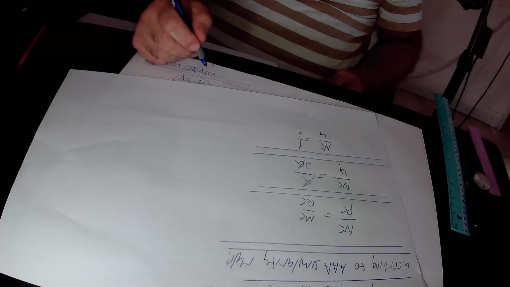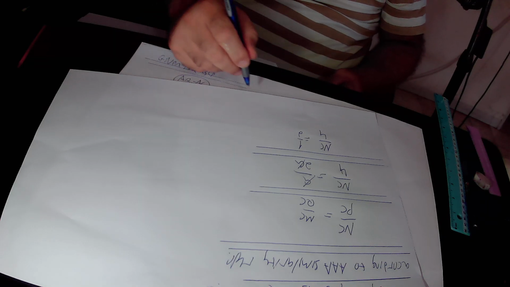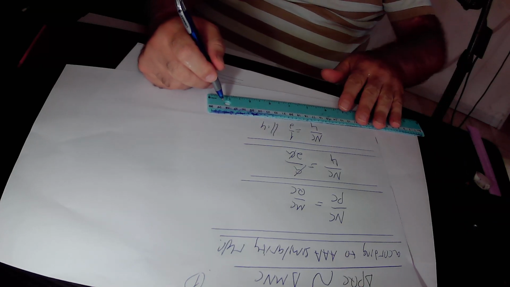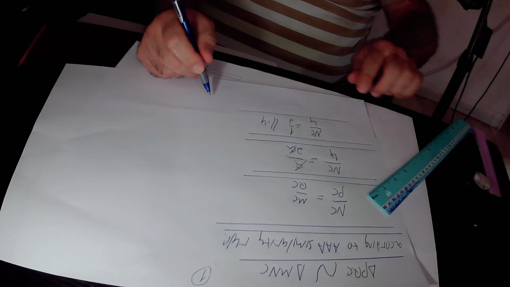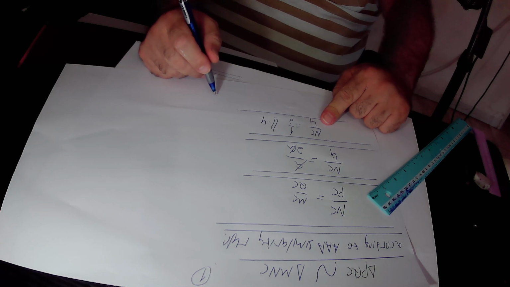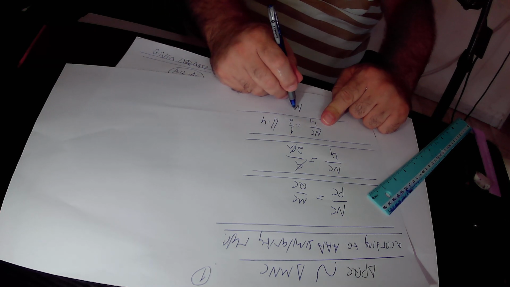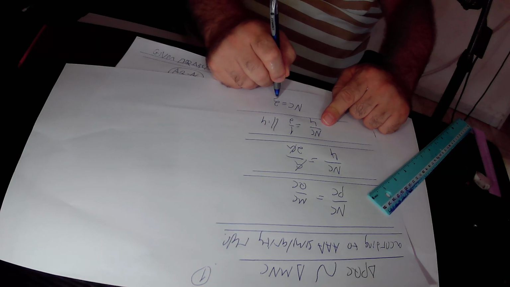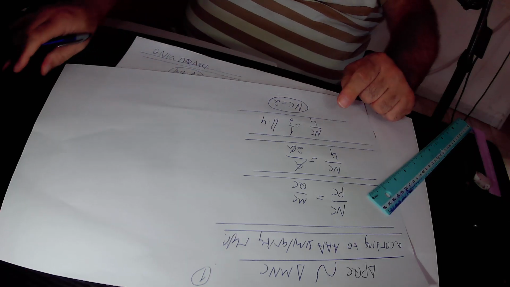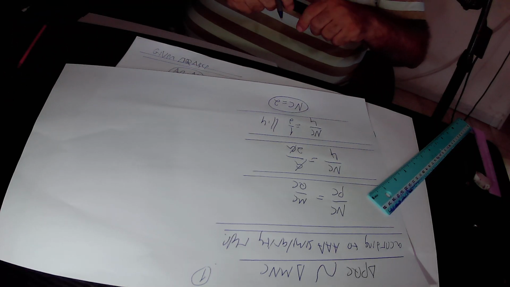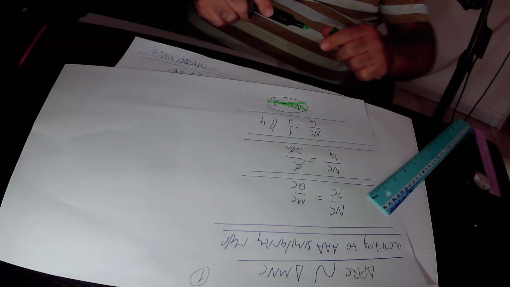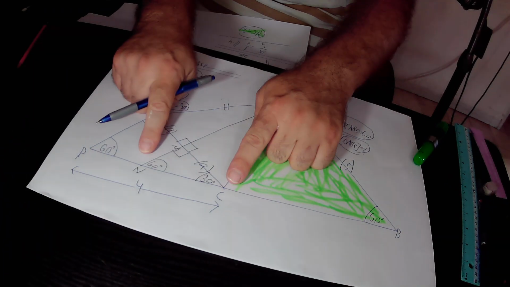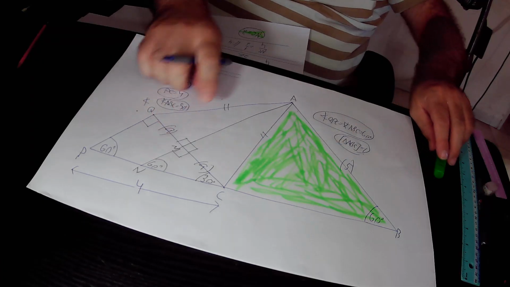Here we multiply this equation by 4, and we get that NC equals 4 over 2, that is 2. So we found out that the missing side NC equals 2 units in its length.